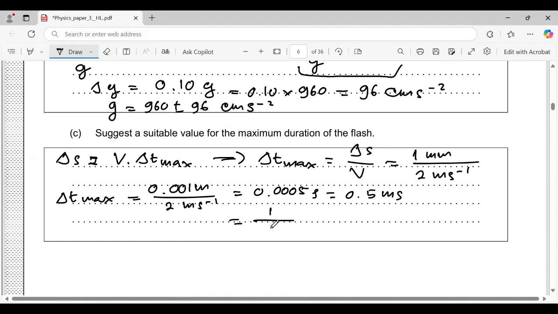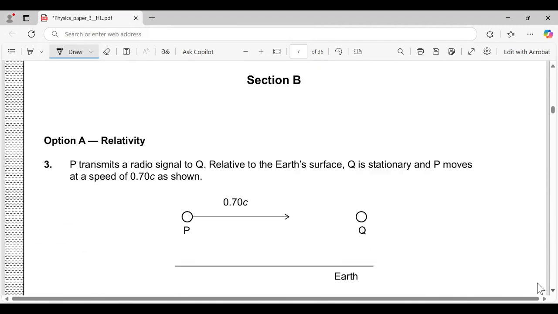Or 1 over 2000 second. So 1 over 2000 second, same with 0.5 millisecond. And next question, number 3.